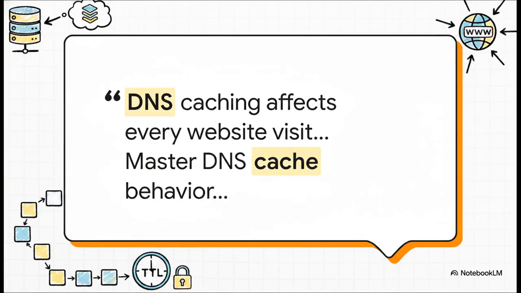To sum up why all of this really matters, I absolutely love this quote from our source materials. DNS caching affects every website visit. Master DNS cache behavior, and you control one of the internet's most fundamental performance systems. From the very millisecond you hit enter, an invisible web of recursive resolvers, authoritative servers, strict TTL timers, and complex cryptographic signatures are all working together in perfect cooperative harmony.